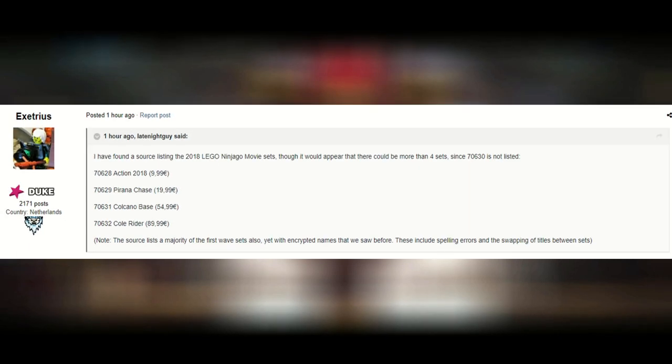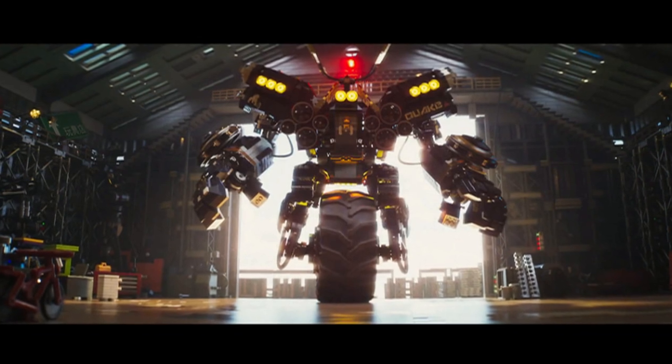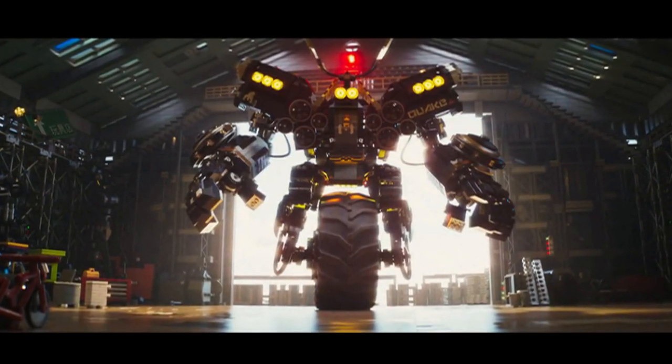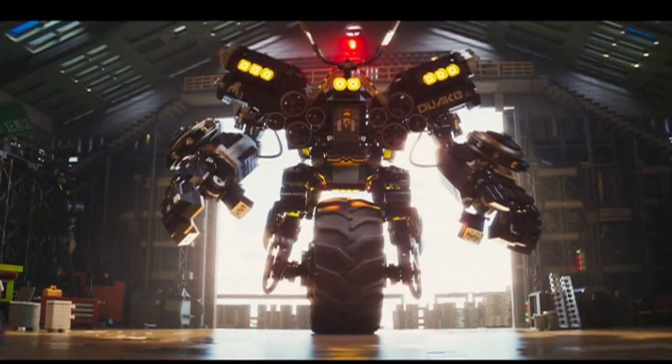So obviously the most interesting one here is the Coal Rider, or in other words the Quake Mech, which is of course Cole's vehicle. So we will be getting that set later on for 2018, which is pretty nice and pretty exciting.